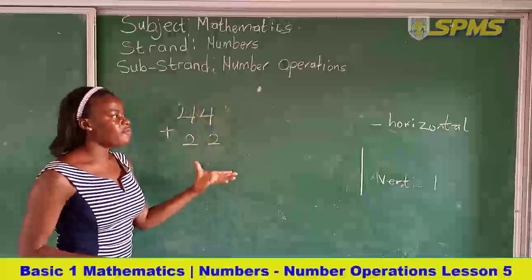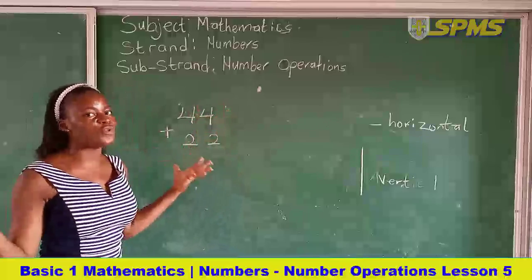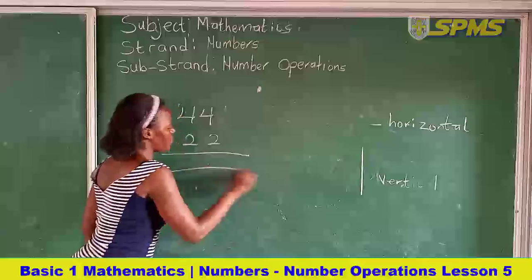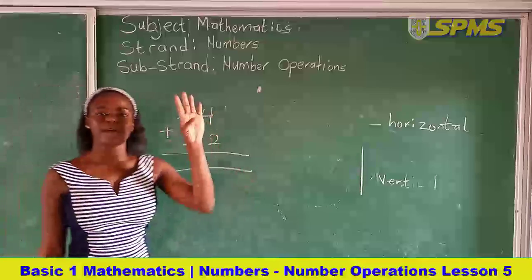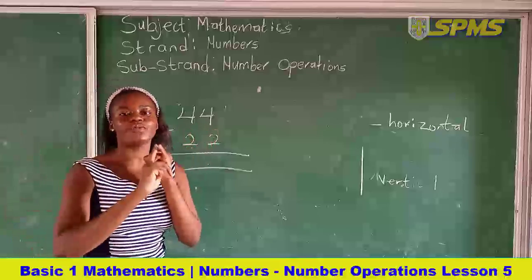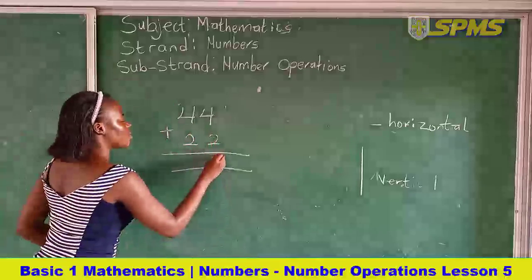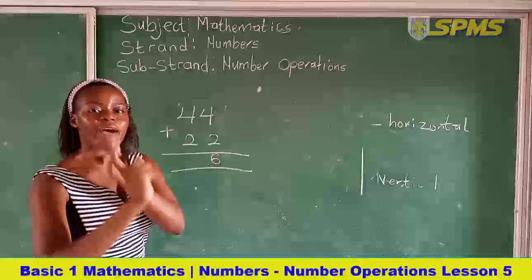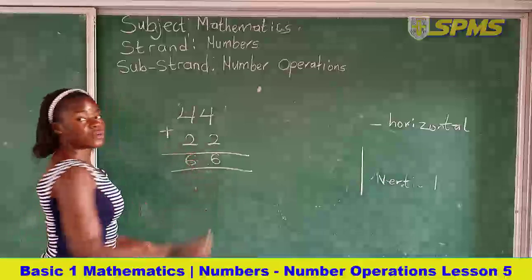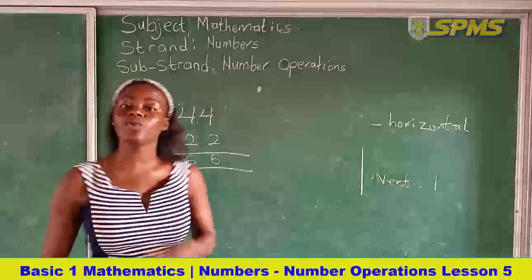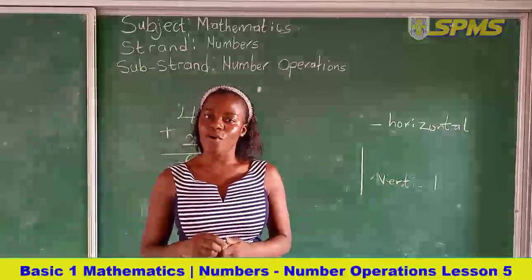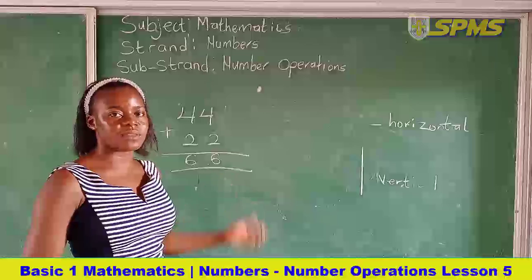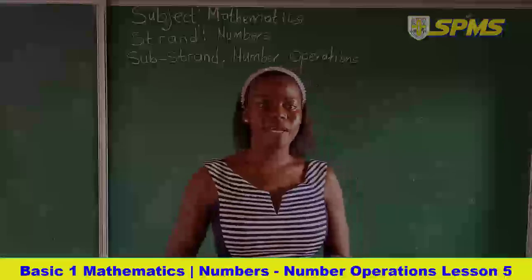I've used the vertical already because I know you know how to change it from horizontal to vertical. Okay, so 4 plus 2. I have my 4 already. Let's add 2 to it. 4, 5, 6. So I have 66. So Jane got 66 candies together. When you add the 44 plus the 22, you get 66. Very good.